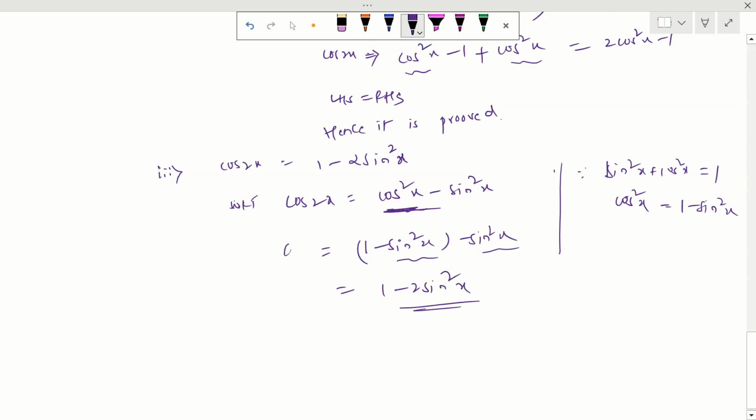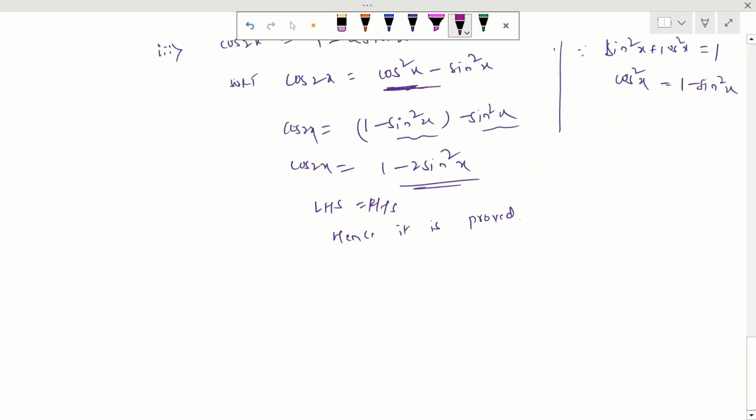Is it right? Then LHS is equal to RHS, and hence it is proved. Now we come to the discussion for the fourth one.